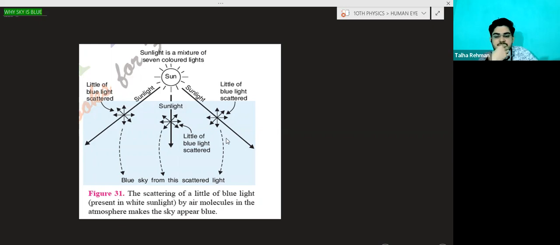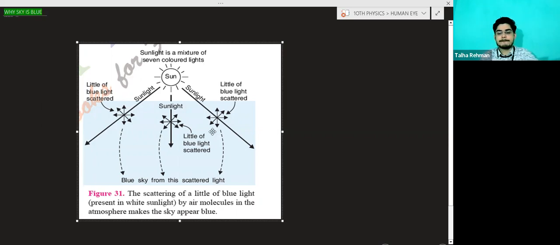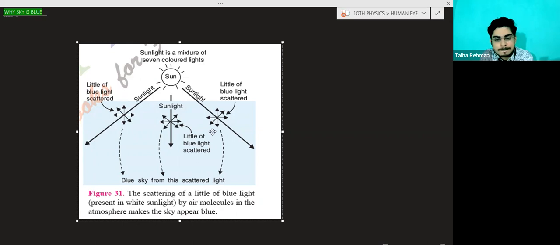So write down this. You can just draw this figure. There are air molecules in the atmosphere, and when the light strikes those air molecules, the scattering of the blue light takes place, and due to that the sky appears blue. Okay, Azaan, got it? Yes, sir.